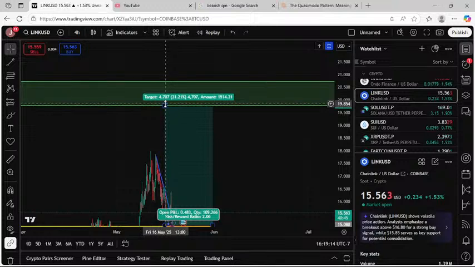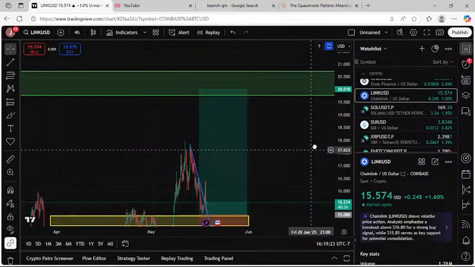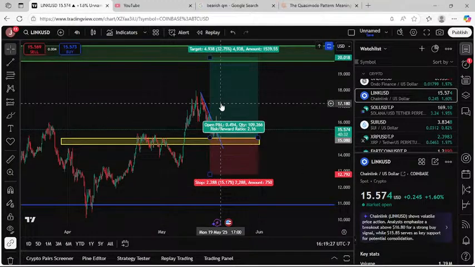Oh wait. So let's say hypothetically this thing plays out to perfection. Yeah, there we go. Our risk to reward ratio will be 2.16.